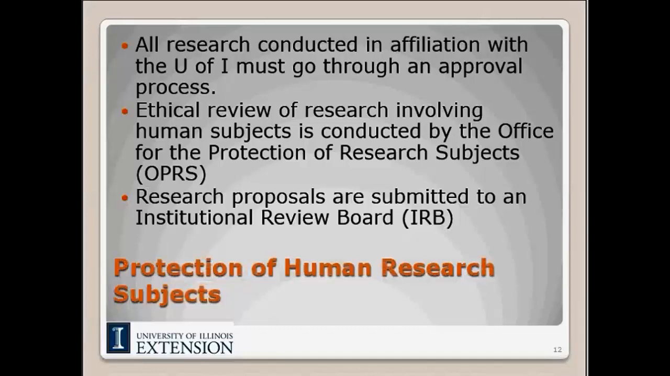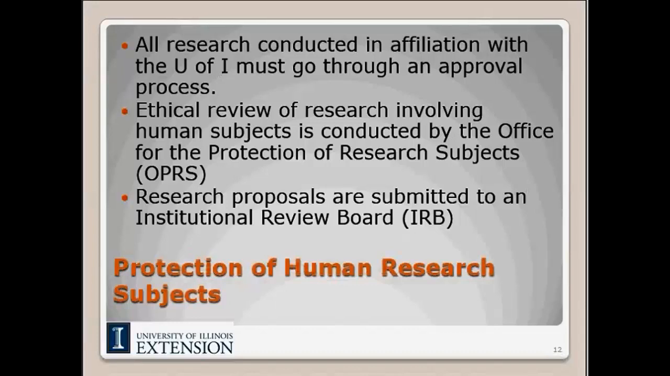All research that's conducted in affiliation with the University of Illinois has to go through this approval process. What the approval process looks for is an ethical review of research involving human subjects, as Carrie mentioned. I'm also not sure what kind of survey you would do on non-human subjects, but for our institution, the University of Illinois, all of the research review is done by the Office for the Protection of Research Subjects, or OPRS.